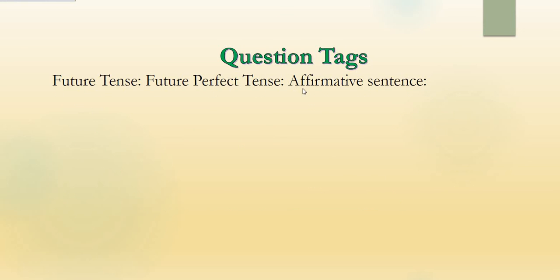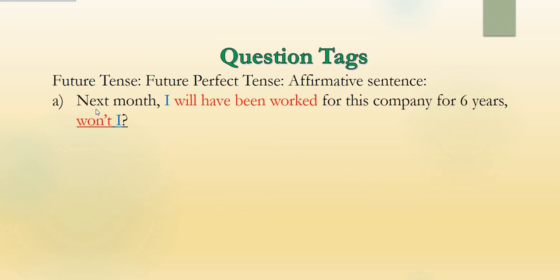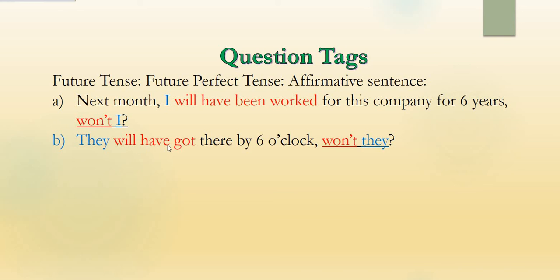Now, future perfect tense, affirmative sentences. Next month, I will have been worked for this company for 6 years. Won't I? Here also, next month gives you the idea about the timing. So, it is an adverb, it is not a subject. You have to start the sentence from subject here, I as the subject. They will have got there by 6 o'clock, won't they?